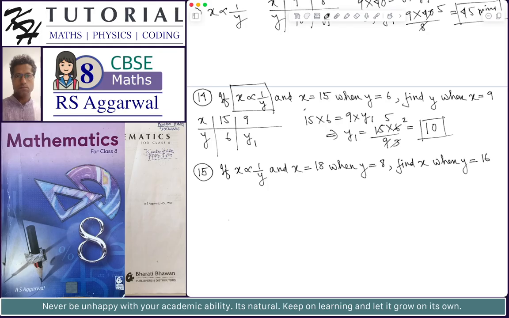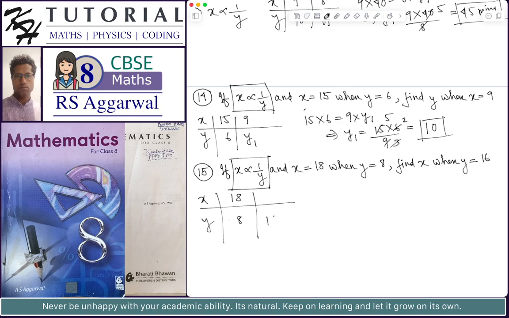Okay. Problem number 15, a similar kind of problem. It is given that mathematically it is expressing the fact that x is varying inversely with y. That is, the quantities x and y are inversely proportional to each other. And it is given that x is 18 when y is 8. So if you create the table, x is 18 and y is 8, and it is asking to find x when y is 16.